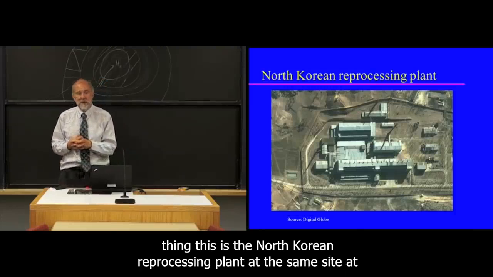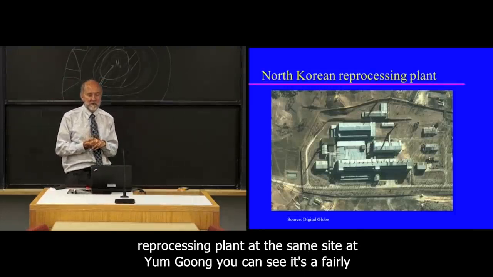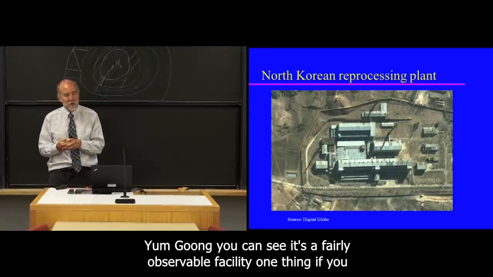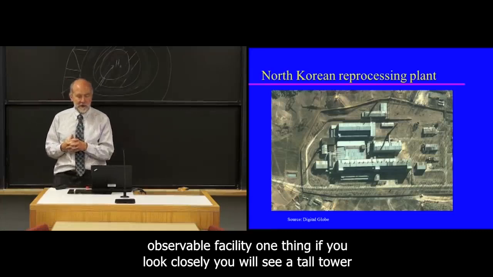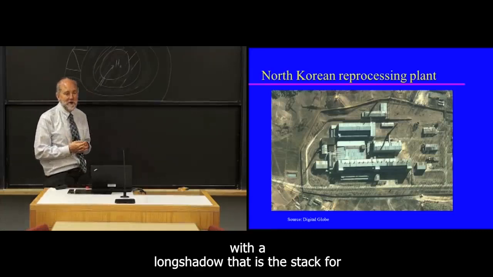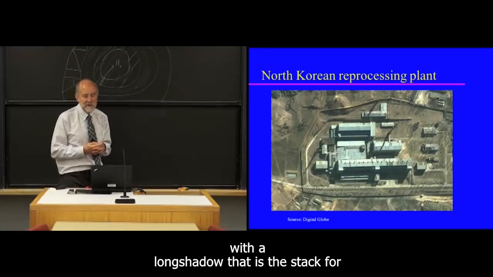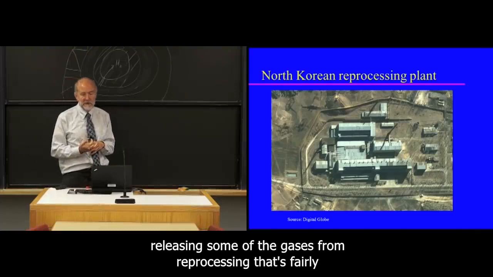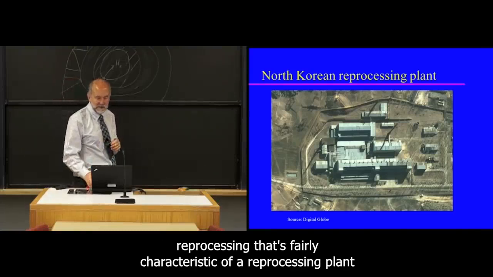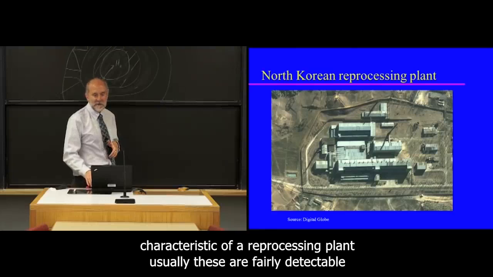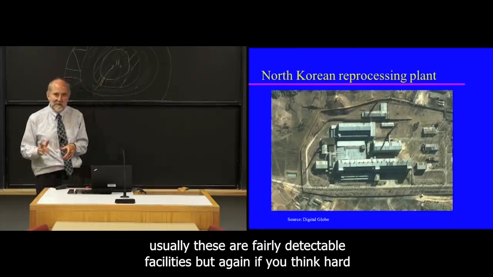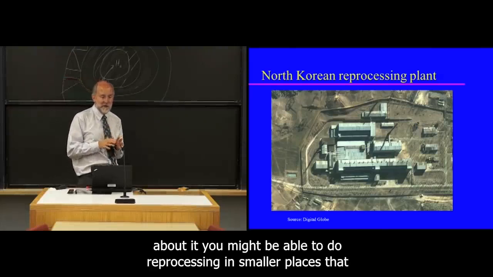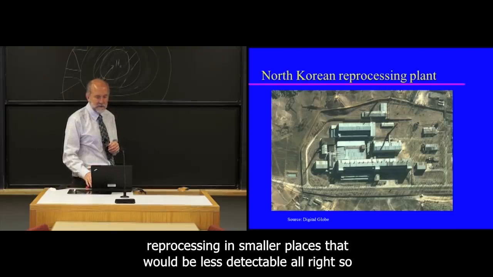This is the North Korean reprocessing plant at the same site at Yongbyon. You can see it's a fairly observable facility. One thing, if you look closely, you will see a tall tower with a long shadow. That is the stack for releasing some of the gases from reprocessing. That's fairly characteristic of a reprocessing plant. Usually these are fairly detectable facilities, but again, if you think hard about it, you might be able to do reprocessing in smaller places that would be less detectable.